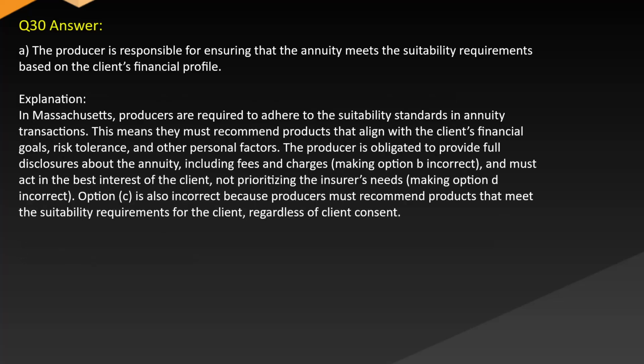Answer A. The producer is responsible for ensuring that the annuity meets the suitability requirements based on the client's financial profile. Explanation. In Massachusetts, producers are required to adhere to the suitability standards in annuity transactions. This means they must recommend products that align with the client's financial goals, risk tolerance, and other personal factors. The producer is obligated to provide full disclosures about the annuity, including fees and charges, making option B incorrect, and must act in the best interest of the client, not prioritizing the insurer's needs, making option D incorrect. Option C is also incorrect because producers must recommend products that meet the suitability requirements for the client, regardless of client consent.